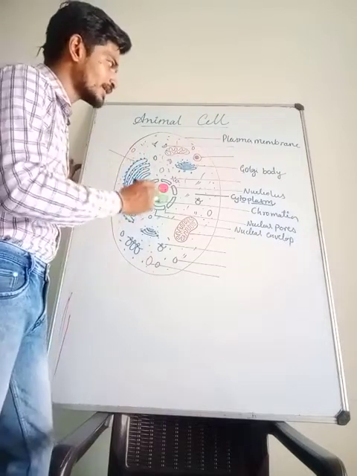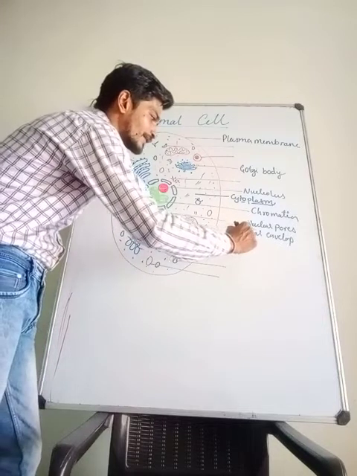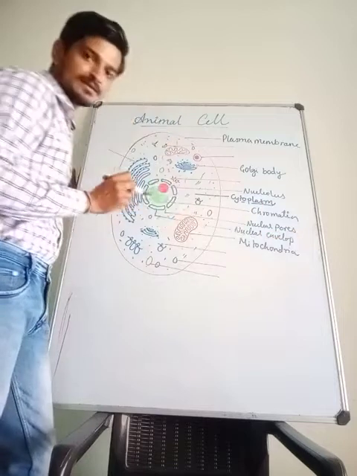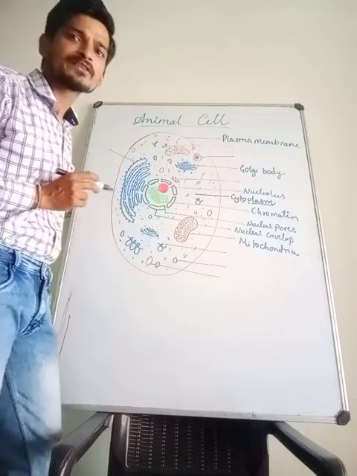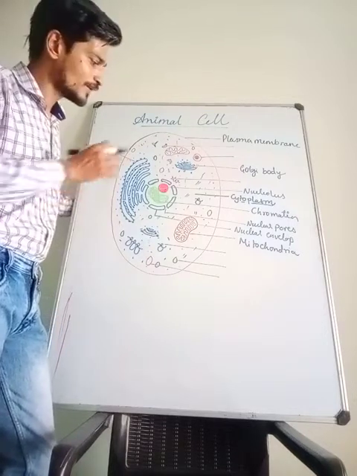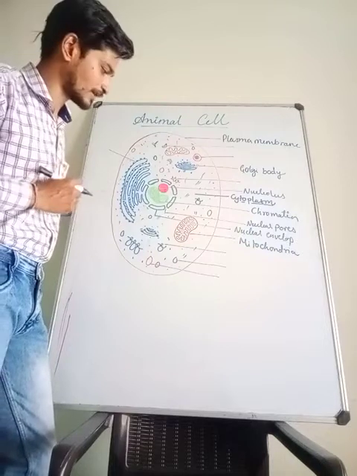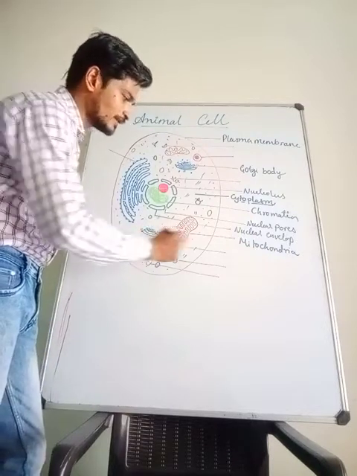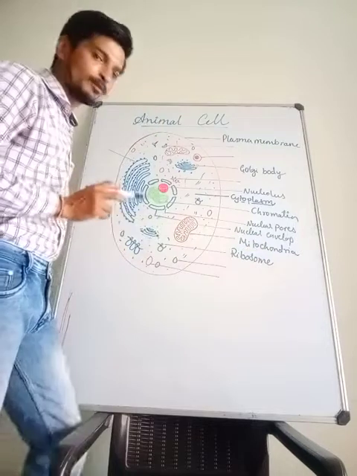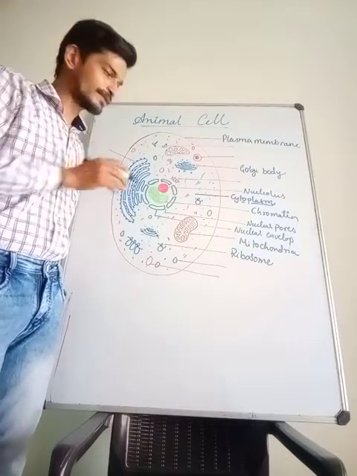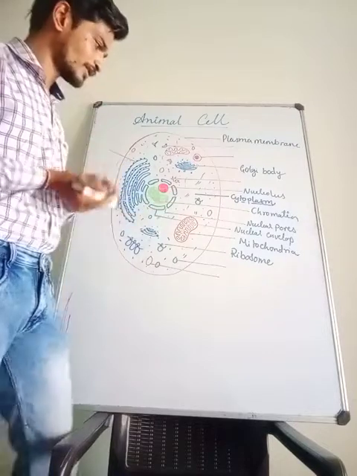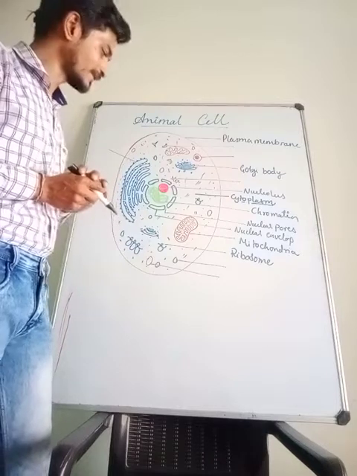After the Golgi body, another important structure is the mitochondria. It is responsible for cellular respiration. Mitochondria perform respiration in the cell and produce energy from the food which we are consuming. Coming on to the next organelle here, this structure is the ribosome, and the ribosome is responsible for the formation of proteins. We will see in later classes how these ribosomes perform the function of synthesizing proteins inside the cell.